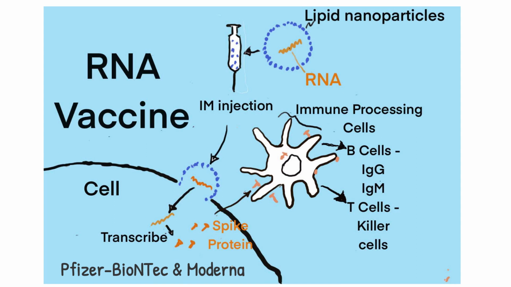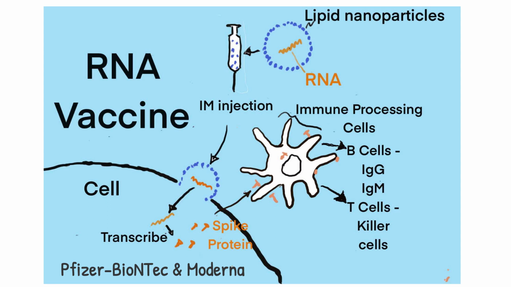Let's begin with the nucleic acid vaccines, because the first two vaccines released fall into this category. Both the Pfizer BioNTech and Moderna vaccines are messenger RNA vaccines. They consist of the full-length RNA message of the spike protein that is packaged in a protective lipid nanoparticle. Nanoparticles are injected intramuscularly, and then the lipid nanoparticles are taken up by immune processing cells, dendritic cells, and monocytes.